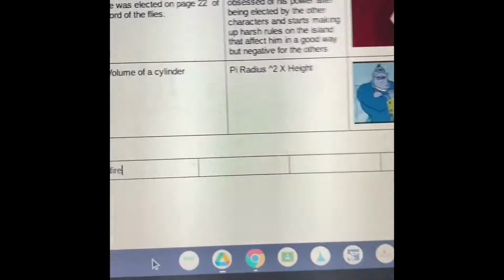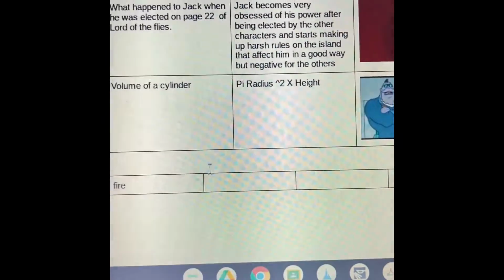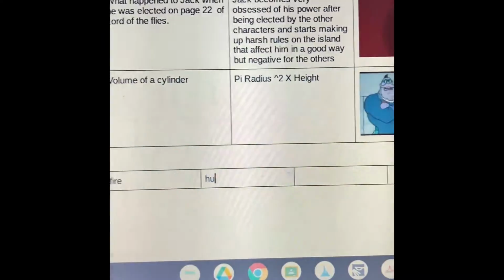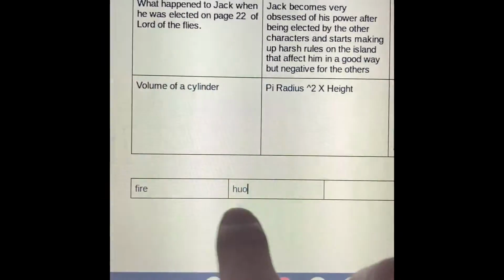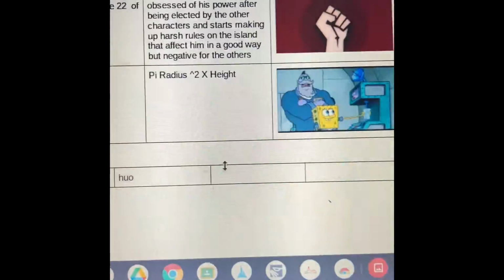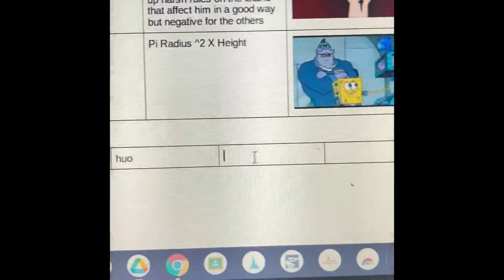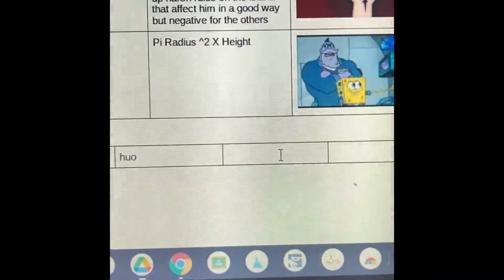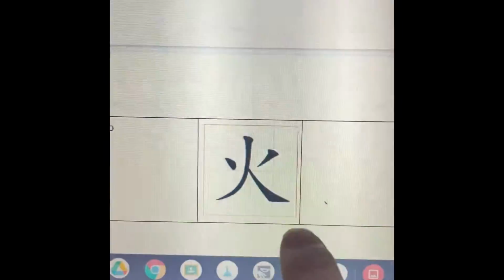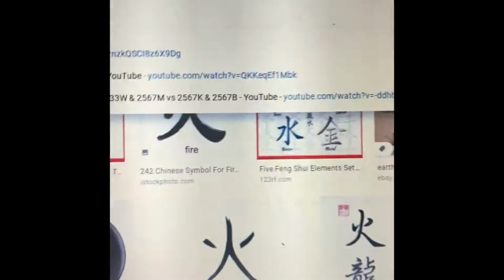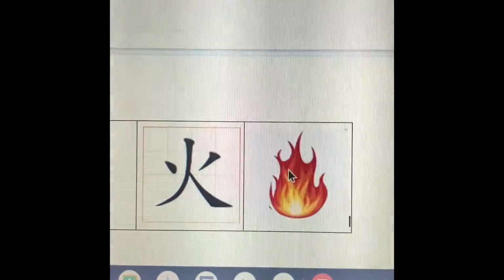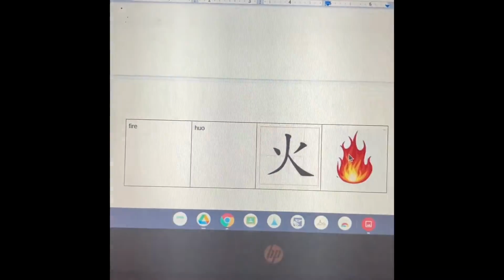Then we have 2 exclamation boxes. We're gonna put for fire, hu or huo. That means fire in Chinese. So then we're gonna put the Chinese character in box number 3 to see what the character looks like. So this is what the fire character or huo means in Chinese, or looks like in Chinese. Now we actually get to put in box number 4, memorize, like a picture of fire. So that's what you can do if you learn a language.